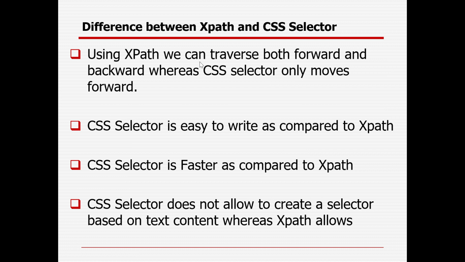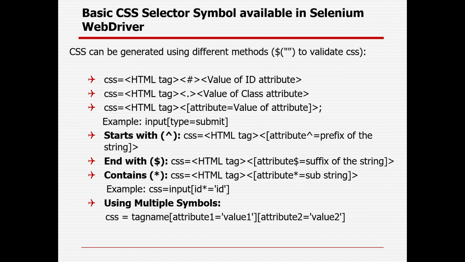But it will vary from organization to organization, and customer to customer, whether Xpath or CSS can be used. Using Xpath, the user can traverse both forward and backward, whereas CSS only moves forward. A CSS selector is easy to write as compared to Xpath. A CSS selector is faster as compared to Xpath. A CSS selector does not allow creating a selector based on text content, whereas Xpath allows. With the help of text, you cannot create a CSS selector, but with the help of text, you can create the Xpath.